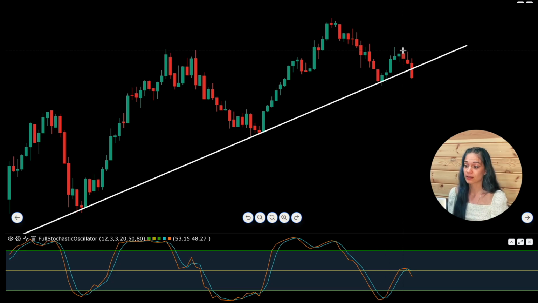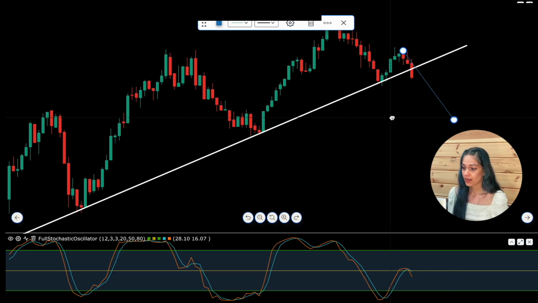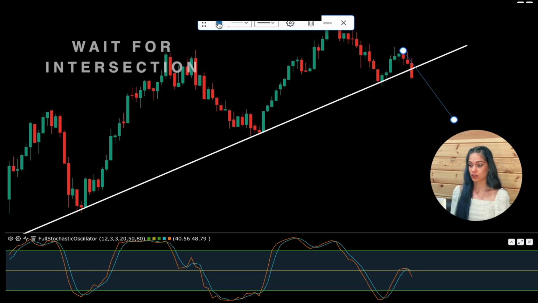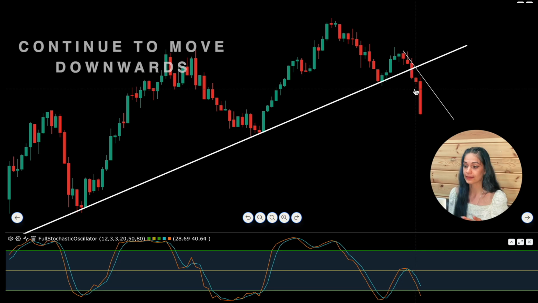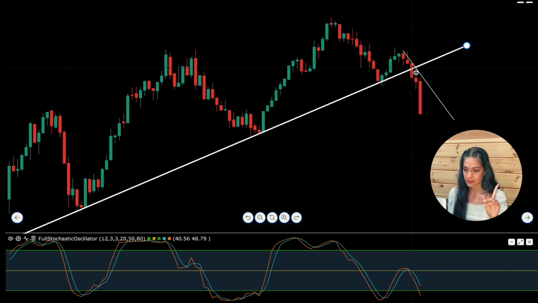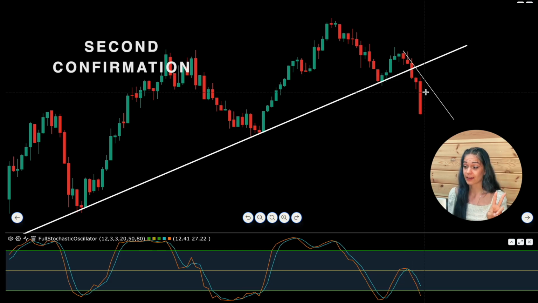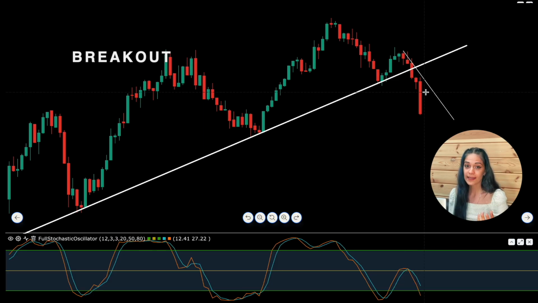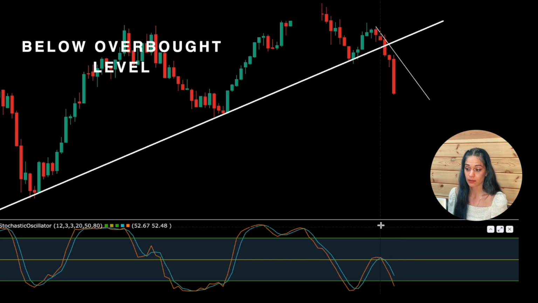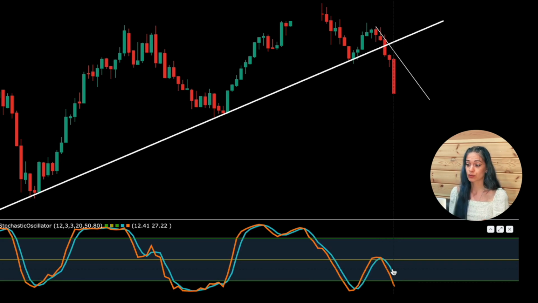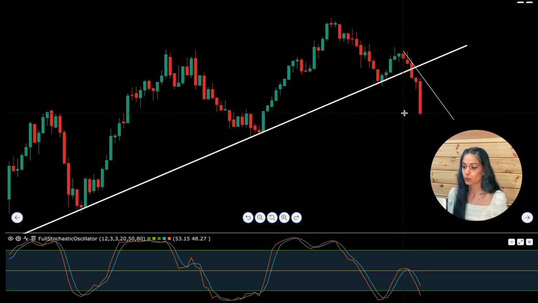Let's draw our little trend line again, as usual, and let's wait for the intersection of these lines in future. And as you can see, the next two candlesticks continue to move along the line of this new trend. So that's a good sign. And this is the second confirmation that we will see a breakout in future. And the third confirmation is going to be a stochastic, which is below the overbought level and tends to the oversold level. So that means in this zone, we can open a deal for a decrease for 3 minutes as usual.